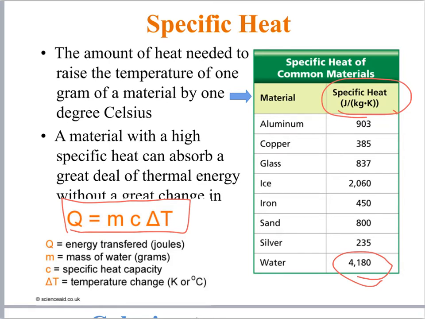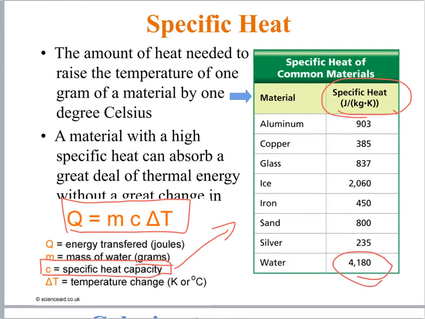Q stands for the energy transferred, and is measured in joules. Then m is the mass of the water in terms of grams. Then c is the specific heat capacity. Now this is a constant. Like I say, each substance or element is going to have a specific, another pun, a specific fixed value associated with it. We call this the specific heat capacity.